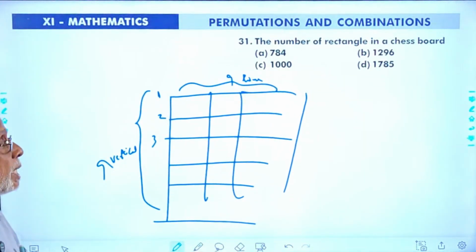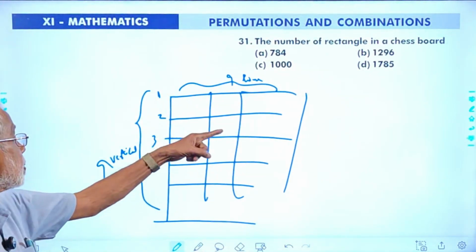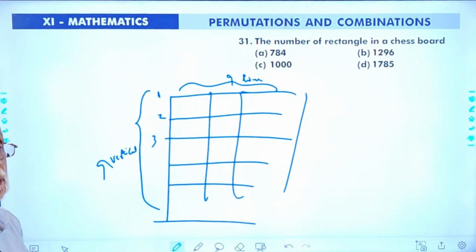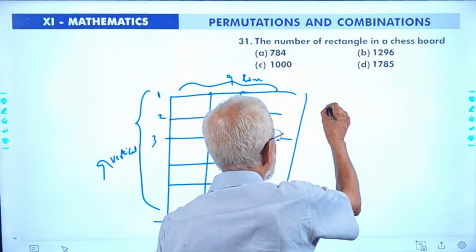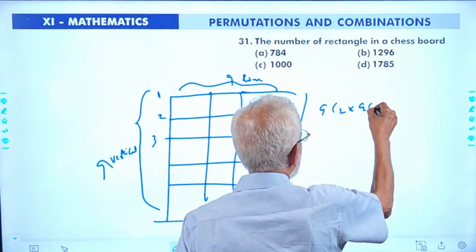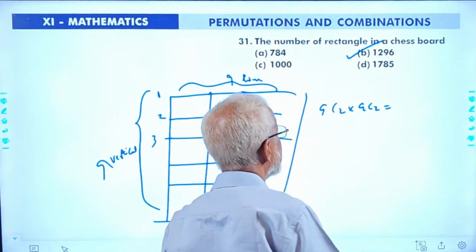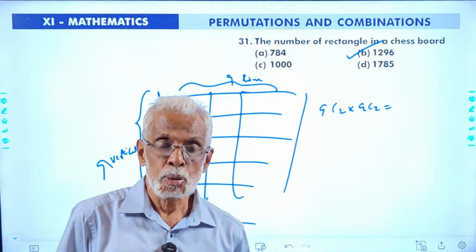A rectangle is obtained by selecting any 2 of the 9 vertical lines and any other 2 of the 9 horizontal lines. That can be done in 9C2 into 9C2 ways. Simplifying, we get 9C2 into 9C2 is 1296.